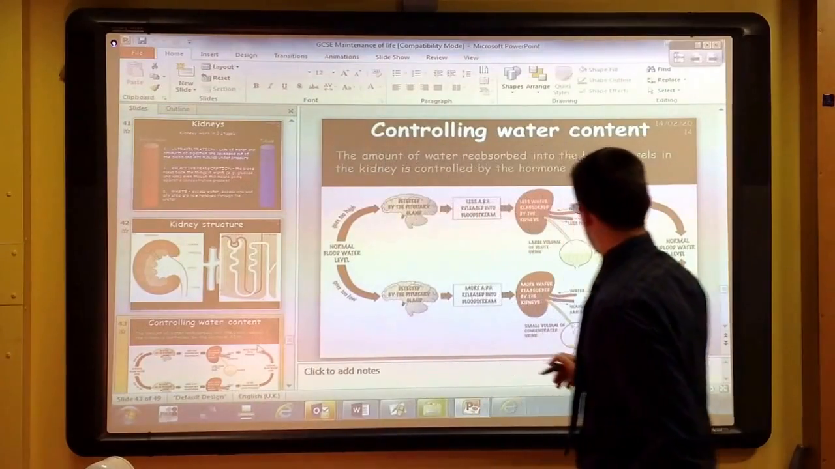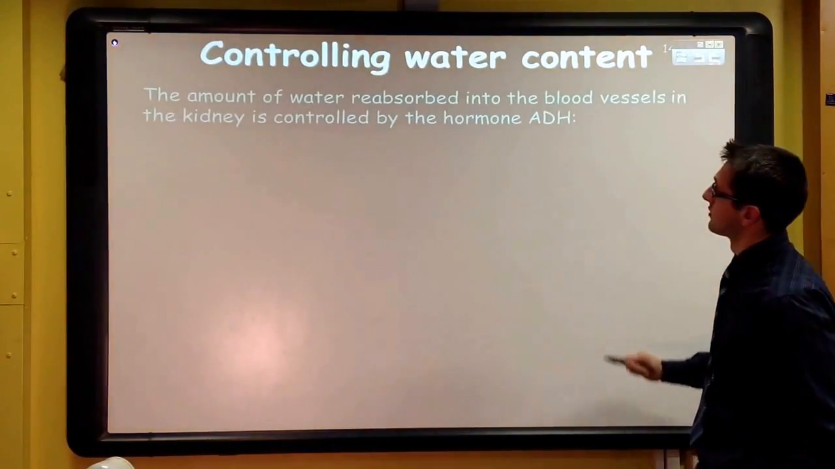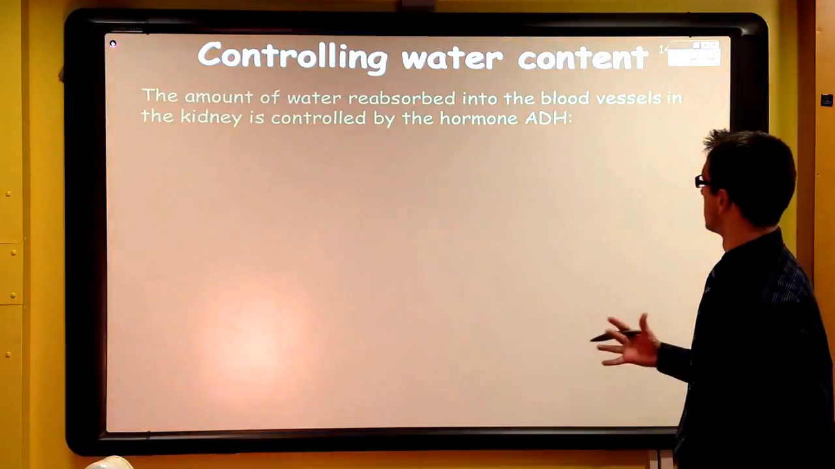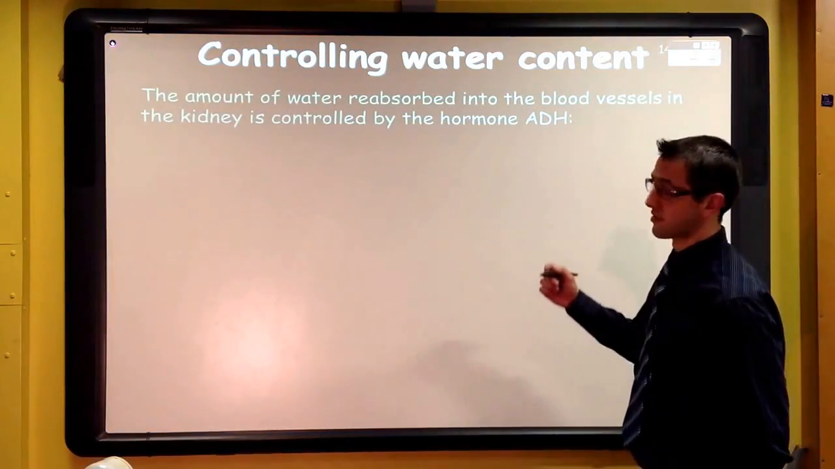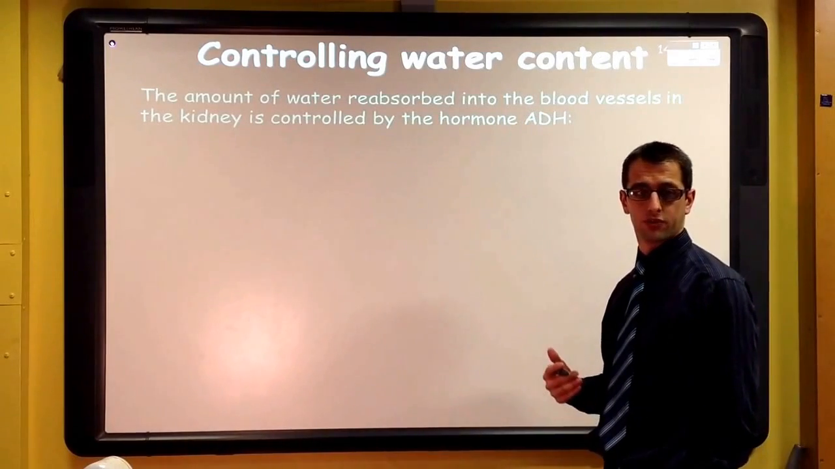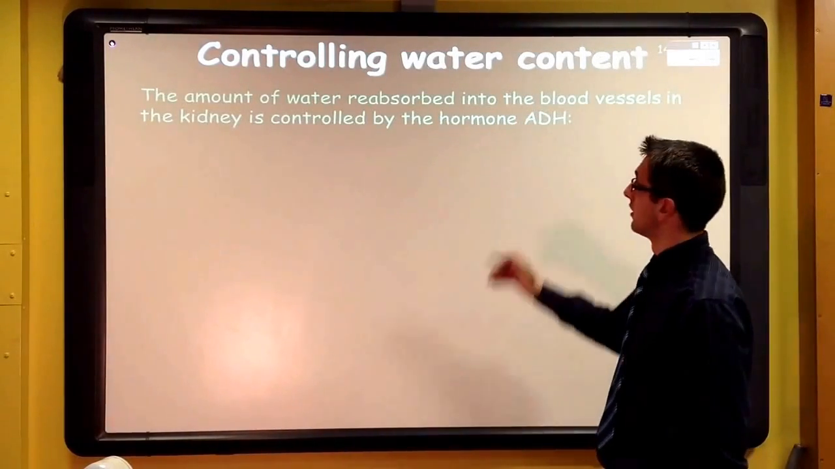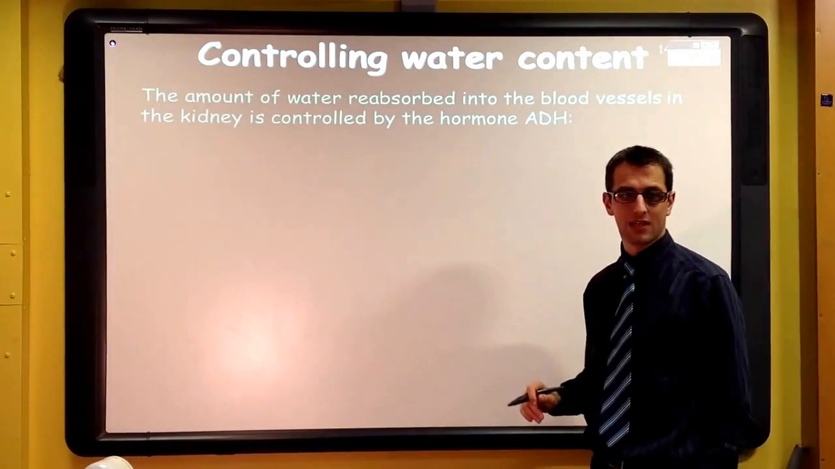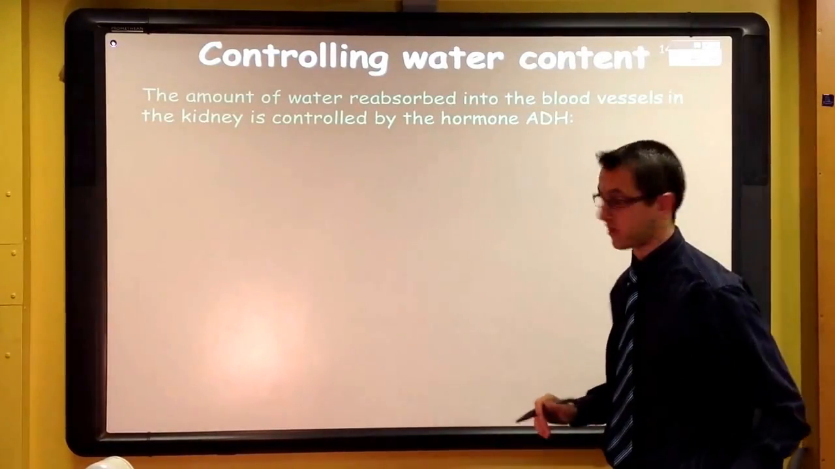So again, like any of the other homeostatic mechanisms, we can look at how the control of water content is carried out using hormones, and rather than like the insulin and glucagon were responsible for the control of blood sugar, blood water is controlled by the hormone ADH, antidiuretic hormone.